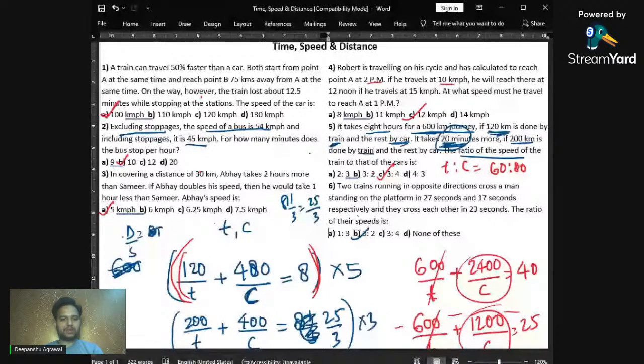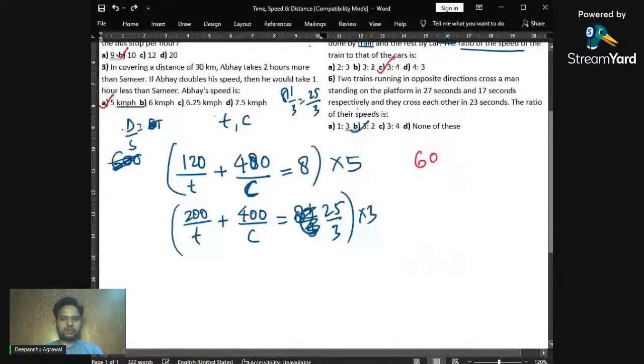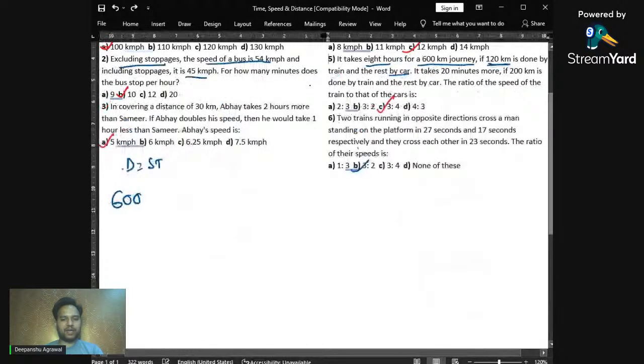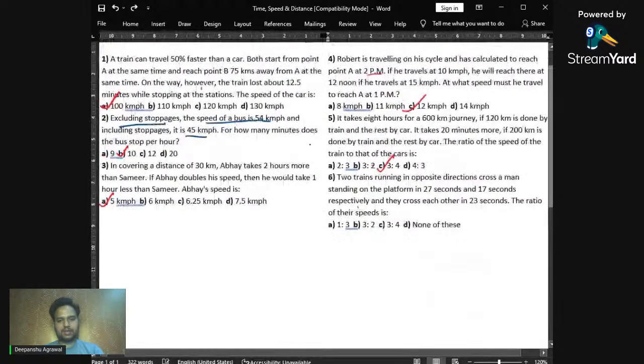Okay, last one. Question number 6 says: two trains running in opposite directions cross a man standing on the platform in 27 seconds and 17 seconds respectively, and they cross each other in 23 seconds, right?